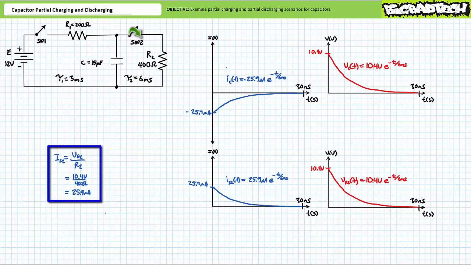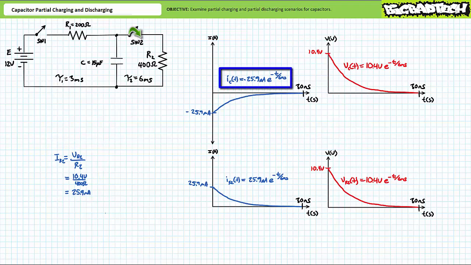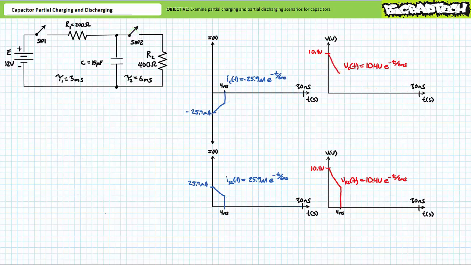Ohm's law demonstrates that 10.4 volts applied across a 400 ohm resistor would result in an initial discharge current surge of 25.9 milliamperes. Current through the capacitor, Ic of t, can be modeled as negative 25.9 milliamperes times e to the negative t over 6 milliseconds, and IR2 equals 25.9 milliamperes times e to the negative t over 6 milliseconds. If we were given the luxury of switch 2 remaining closed for a full 5 time constants, in this case 30 milliseconds, we'd observe a fully discharged system. However, we're not going to wait that long. As we did with the partial charge scenario, simply cut the graphs off at the time of interest, in this case 4 milliseconds, and call it good.